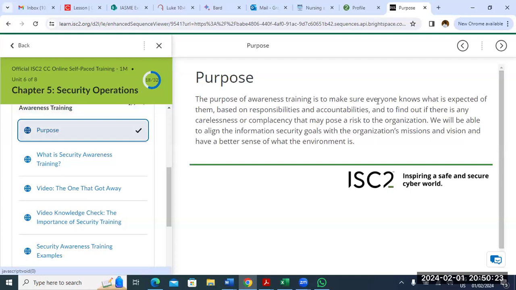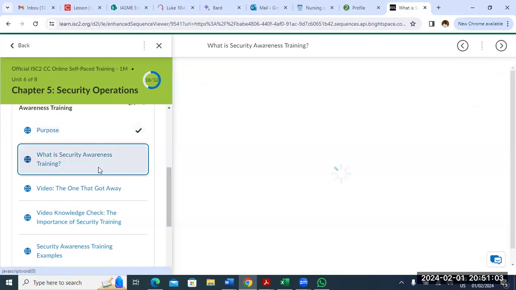The purpose of awareness training is to make sure everyone knows what is expected of them based on responsibility and accountability, and to find out if there is any carelessness or complacency that may pose a risk to the organization. If organizations don't have SOPs and don't have trainings, then people will not be doing things based on knowledge and will keep making mistakes. So we'll be able to align the security goals with the organization's mission and vision, and have a better sense of what the environment is. It helps us a lot to know the culture of the environment where we are, know what they do within the environment, and do the right thing.